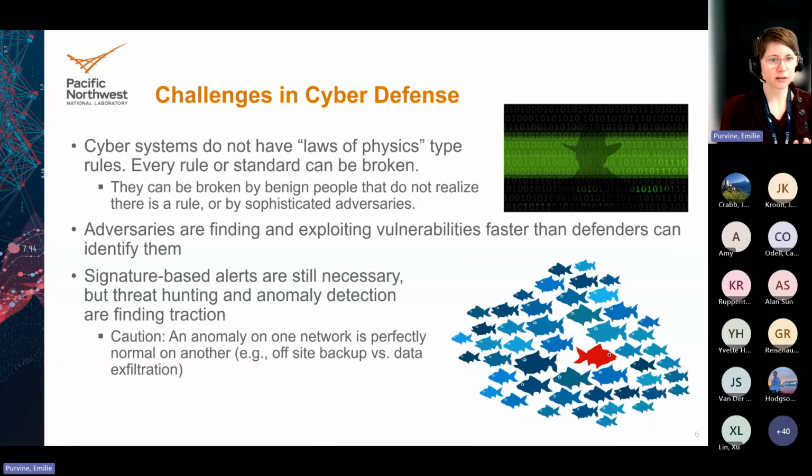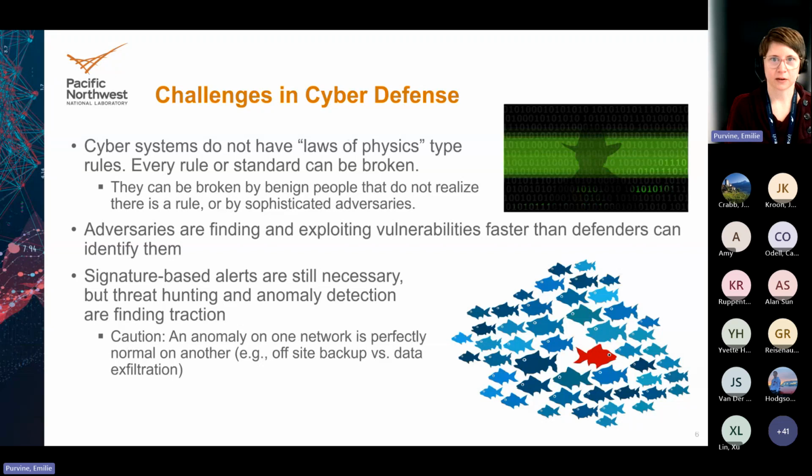So some of the big challenges, one is that cyber systems don't have laws of physics type rules. So every rule that is sent down in a cyber system is basically a standard that could be broken. They can be broken by adversaries, certainly, but they can also be broken by people that just don't realize there's a rule. And so when you see rules being broken, it doesn't mean that necessarily something is bad. So that's a challenge.